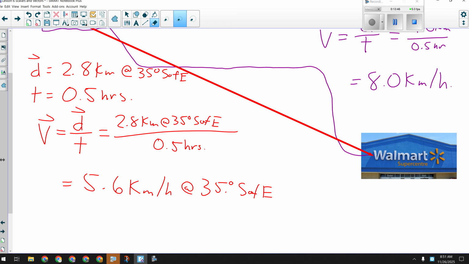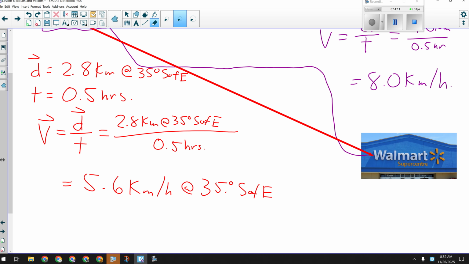Your velocity and your displacement are always going to have the same vector because one is a measure of the other. They have to have the same direction. Everyone okay with the use of that formula so far? Same trip, different points of view. That part's usually simple enough.